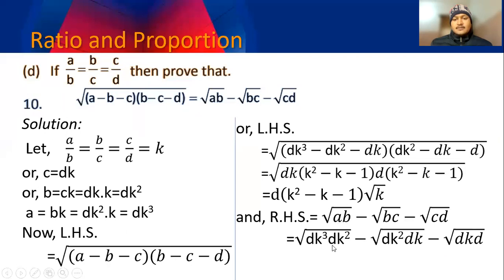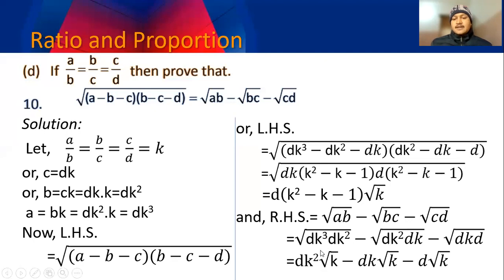Value of a is dk cube, value of b is dk square, and c is dk. From the first term, the common values are d as well as k square, since there is k power total 5, that is k into k power 4. From that we can take k square outside, and from the next term we can take k outside as well as d also. From the last term we can take d outside.